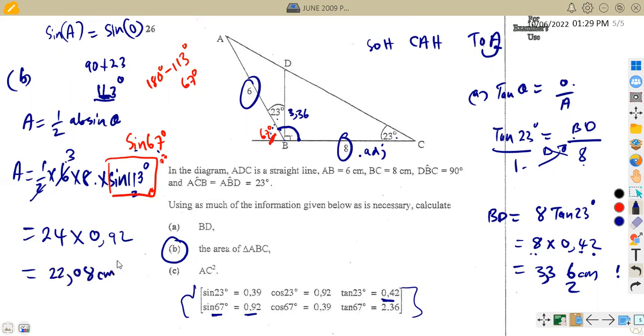22.08. But you're not using calculators. Please never use a calculator there. All right, then the last part now is to find AC squared. What is going to be the value for AC squared?